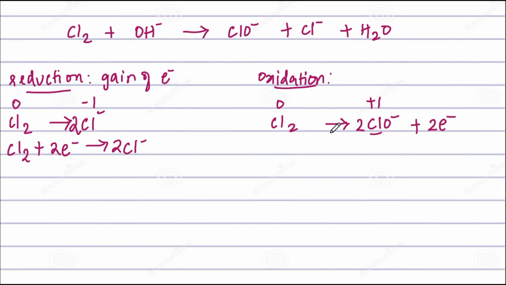Now you have to balance the oxygen atoms. 2 oxygen atoms are present in the product side. So you have to write 2 H2O in the reactant side, which gives 2 ClO minus plus 2 electrons. Then you have to balance the hydrogen atoms. So 4 hydrogen atoms are present in the reactant side. So you have to write 4H plus in the product side.